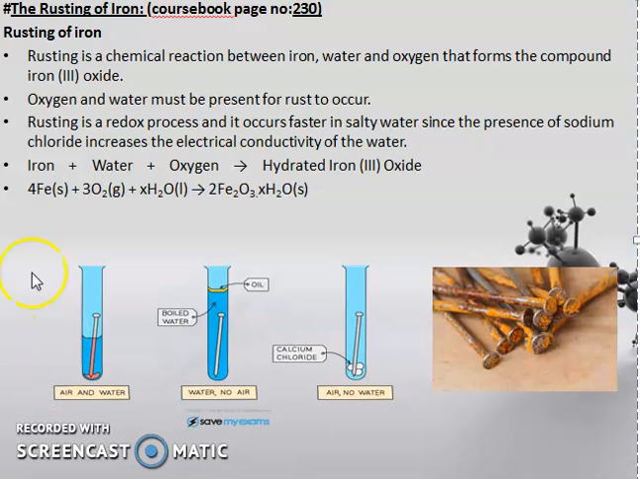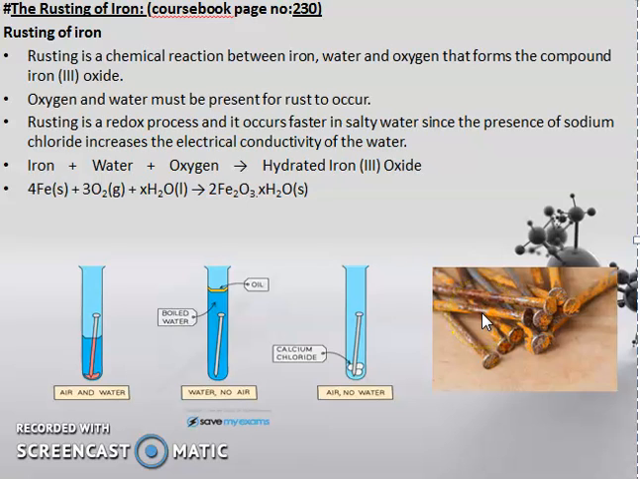The next objective is the rusting of iron. Now see students, in this image you can see this nail which is rusted. So what exactly happens? Why does this occur? This is called rusting of iron. These nails are made of iron, which causes rusting.